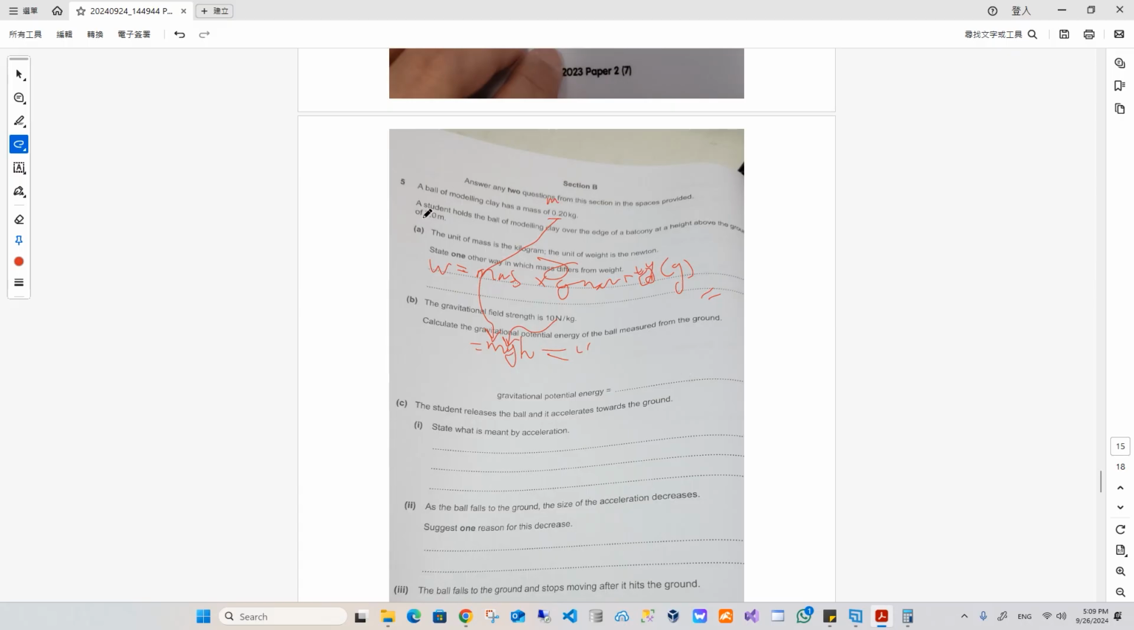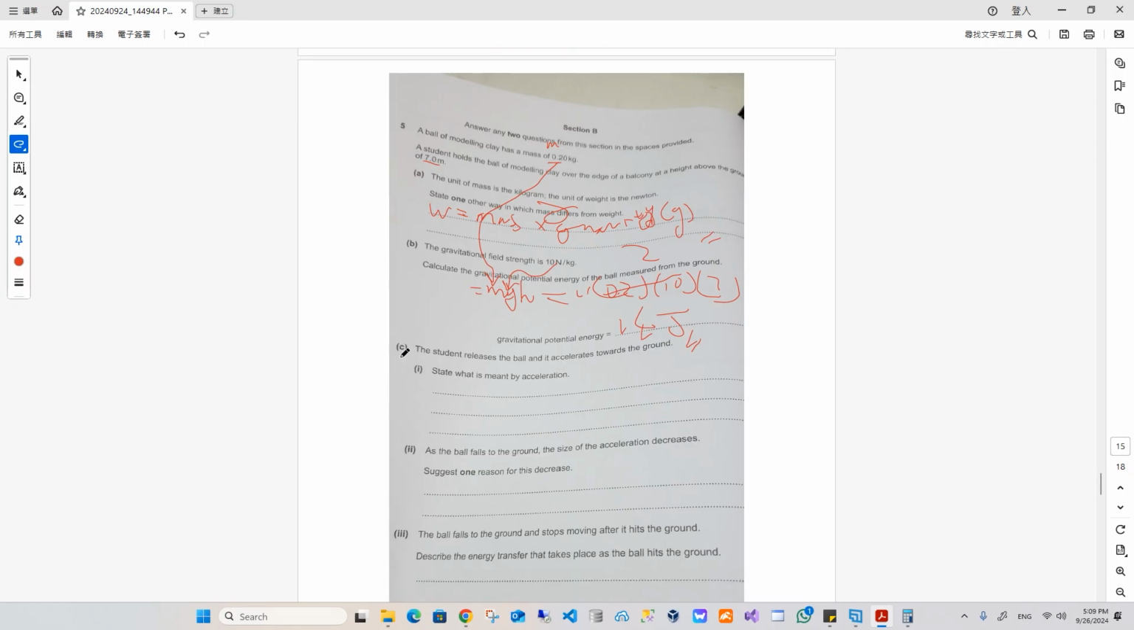The h is 7. So this whole thing is 0.2 times 10 times 7. Okay, 0.2, this 2 become 2. 2 times 7, 14. 14 joule. I don't know whether you got joule behind, but you don't have to put it.